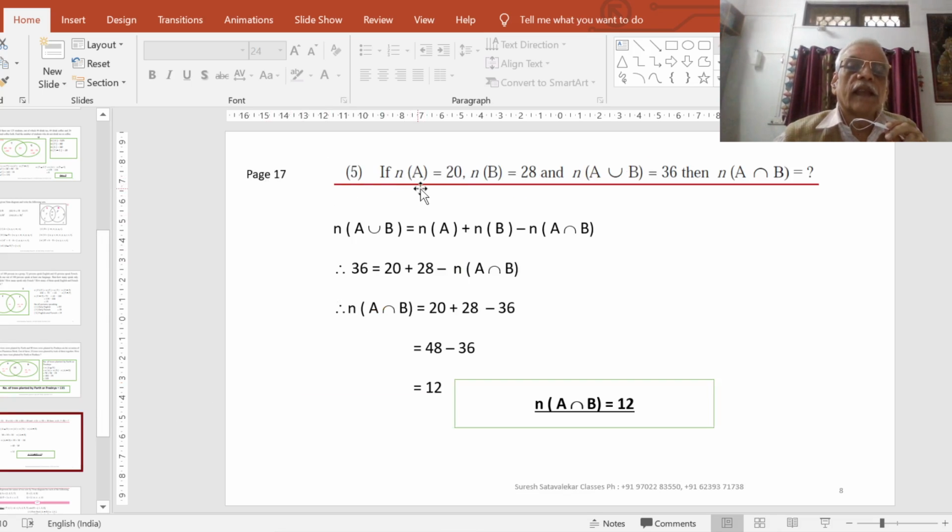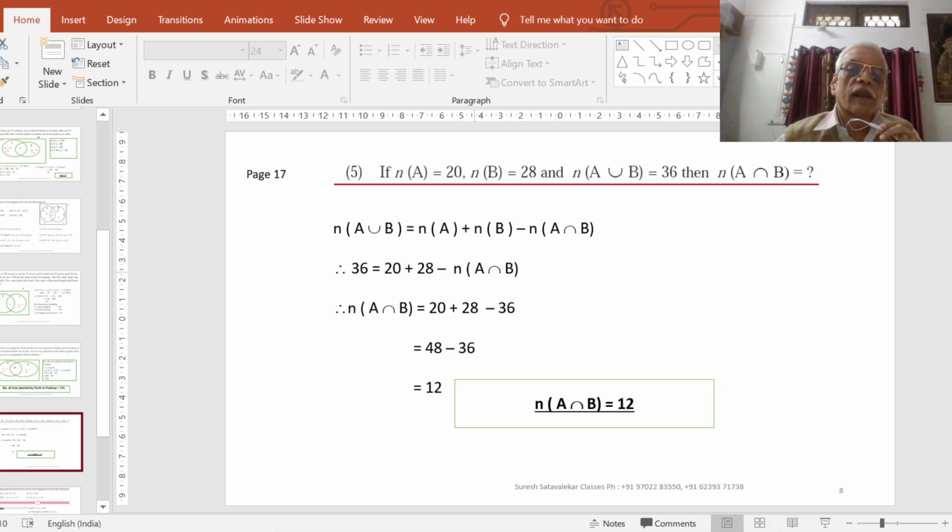Now this is on page 17. If number of elements in A is 20, number of elements in B is 28, and number of elements in A union B is 36, then find number of elements in A intersection B. Here again we can use the theorem. Number of elements in A union B is equal to number of elements in A plus number of elements in B minus number of elements in A intersection B. Number of elements in A union B is given as 36, which is equal to number of elements in A, 20, plus number of elements in B, 28, minus number of elements in A intersection B, which we don't know.